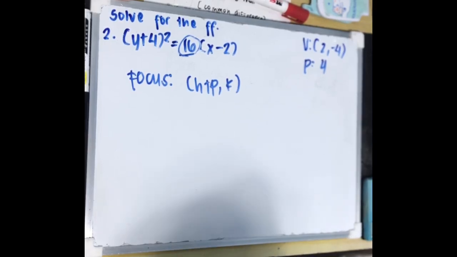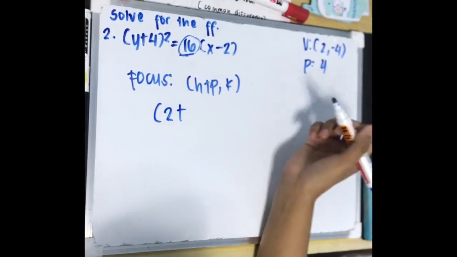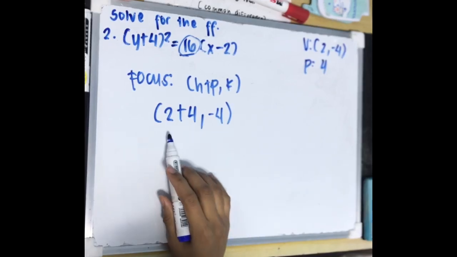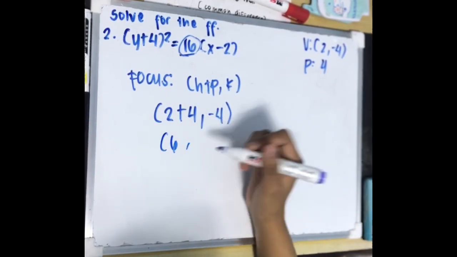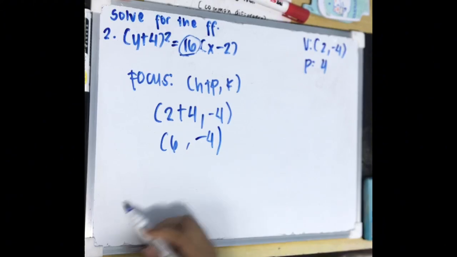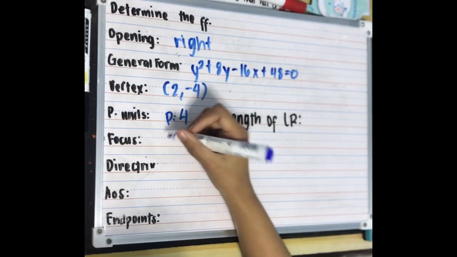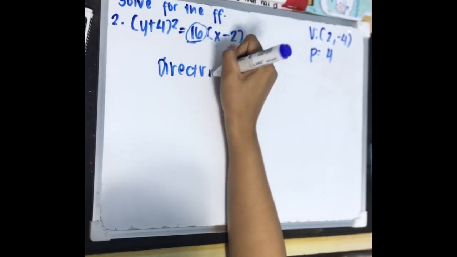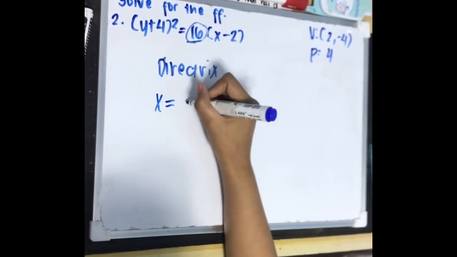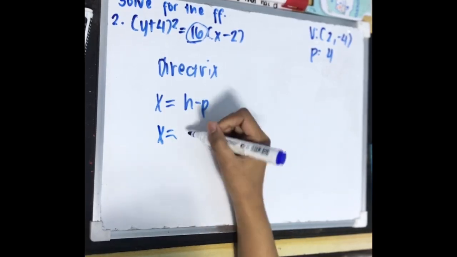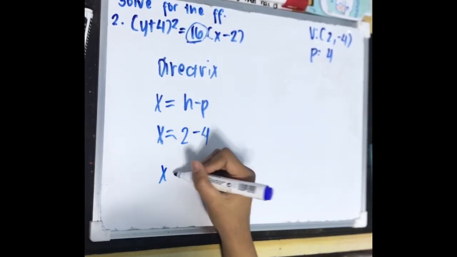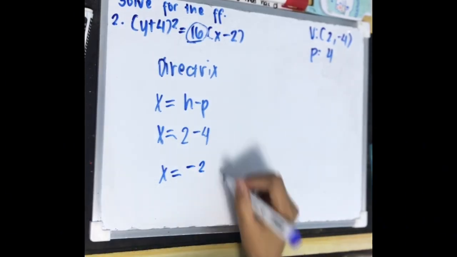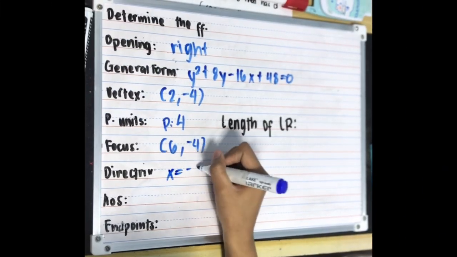So, going back, our h would be 2 and our p would be 4 and our k is negative 4. So 2 plus 4 is 6 and bring down negative 4 kasi wala naman siyang i-solve. So this would be our focus. So to solve for the directrix, ang gagamitin po natin formula is x equals h minus p. So our h is 2 and our p is 4. So our answer is negative 4. I mean, negative 2. And we answer that x equals negative 2.